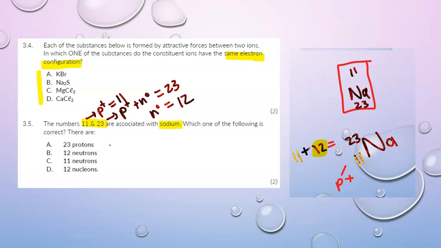Okay, and now we just test what we know. So they tell us there are 23 protons, that's not true. We have 12 neutrons, that is correct. We have 11 neutrons, that is false. We have 11 protons. And then 12 nucleons. Nucleons, remember, is the collective name for protons and neutrons, so that one is also false. Okay, so you really need to know the names of these numbers to get these types of questions correct.